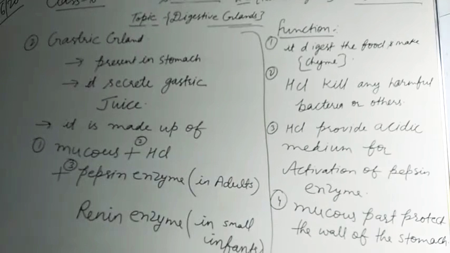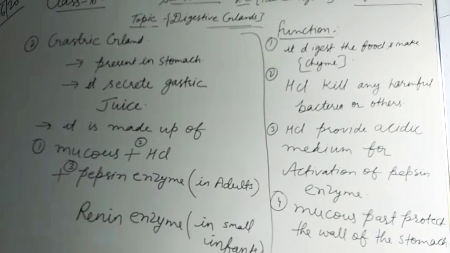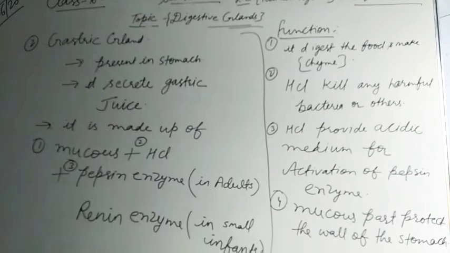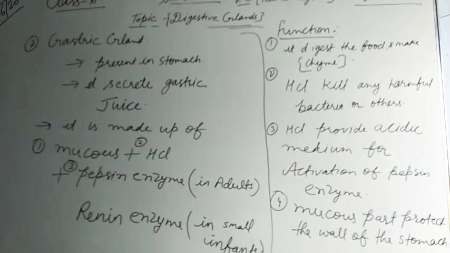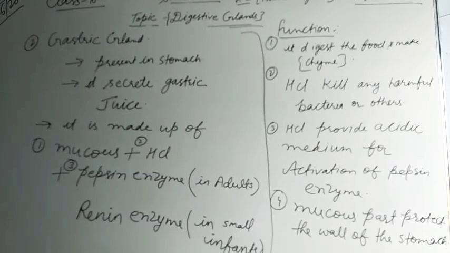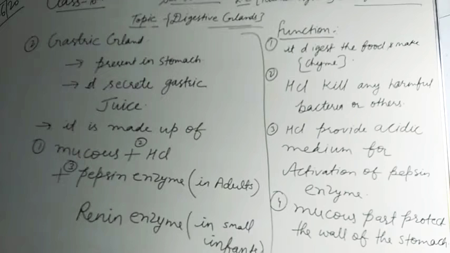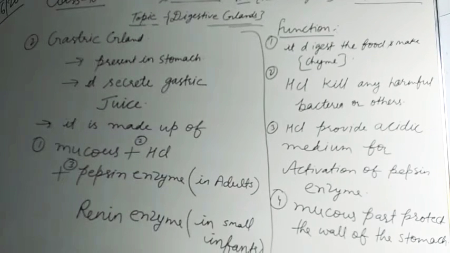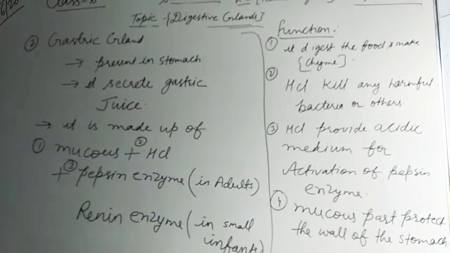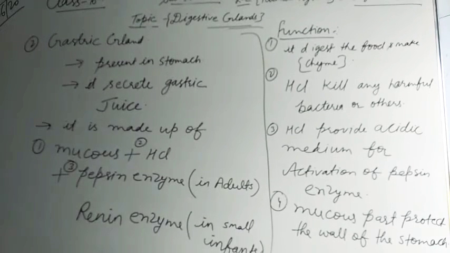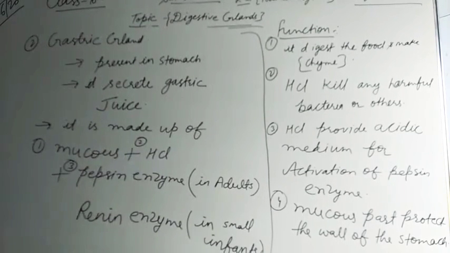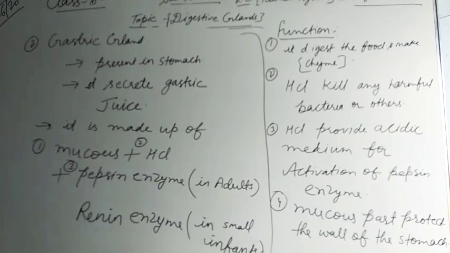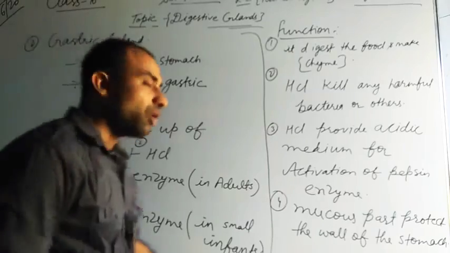So these are the two glands which we are telling today. The remaining three glands, liver, pancreas and intestinal gland, I will explain tomorrow. The digestive alimentary canal we have already finished, and now we have moved on to digestive glands. In total, five glands are helping in the digestion process. Two we have told today, and tomorrow I will tell you the remaining three. For today I am giving you homework.